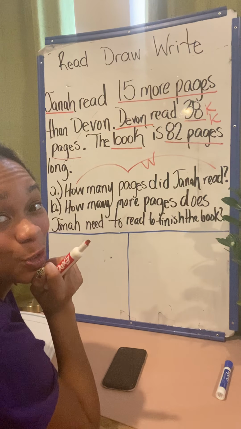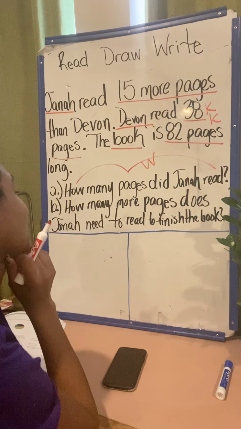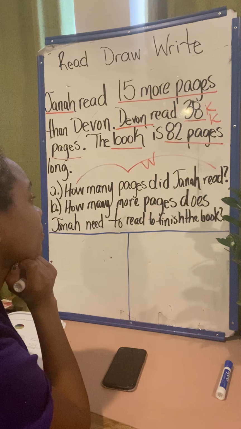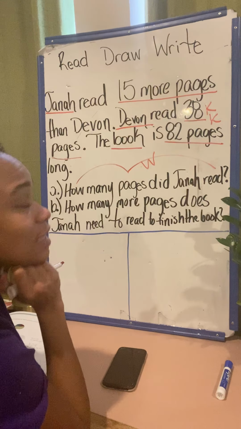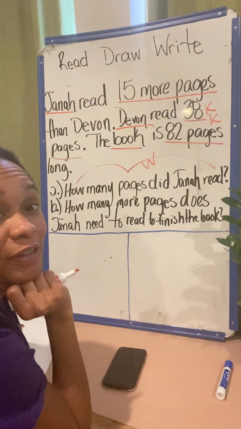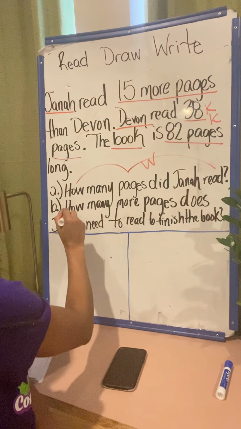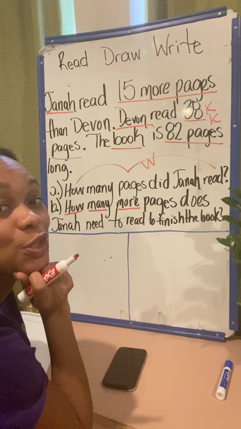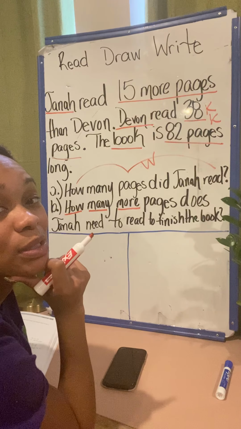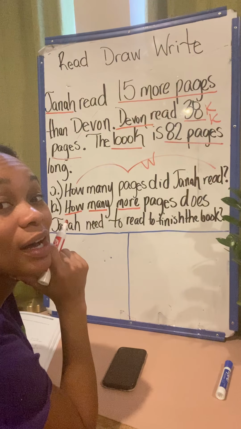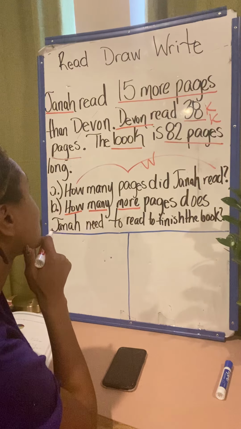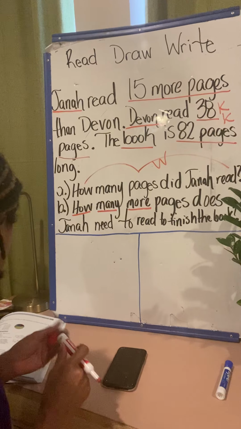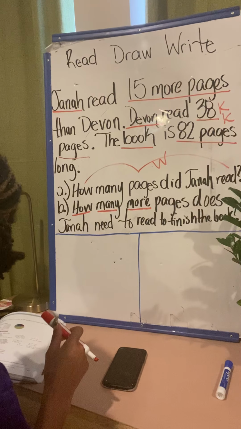You're right, this is a two-step problem because we have two questions to answer. In order to solve B, we must solve A first. Question B wants to know how many more pages does Janiyah need to read to finish the book. Yep, I heard someone say that they saw these key words, how many more, and remember that how many more means to count up or subtract. So we're going to start by solving for A first based on the information that the problem gave us, okay?